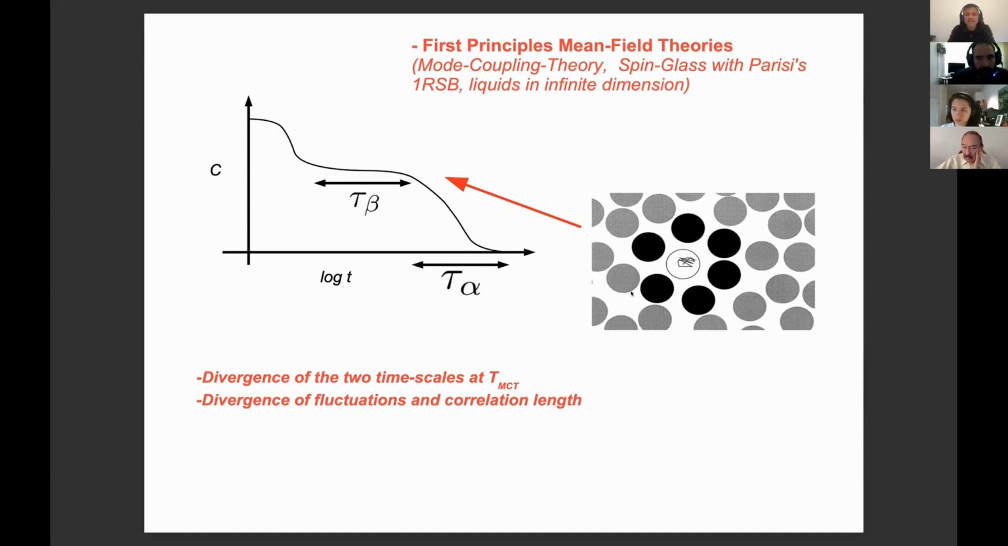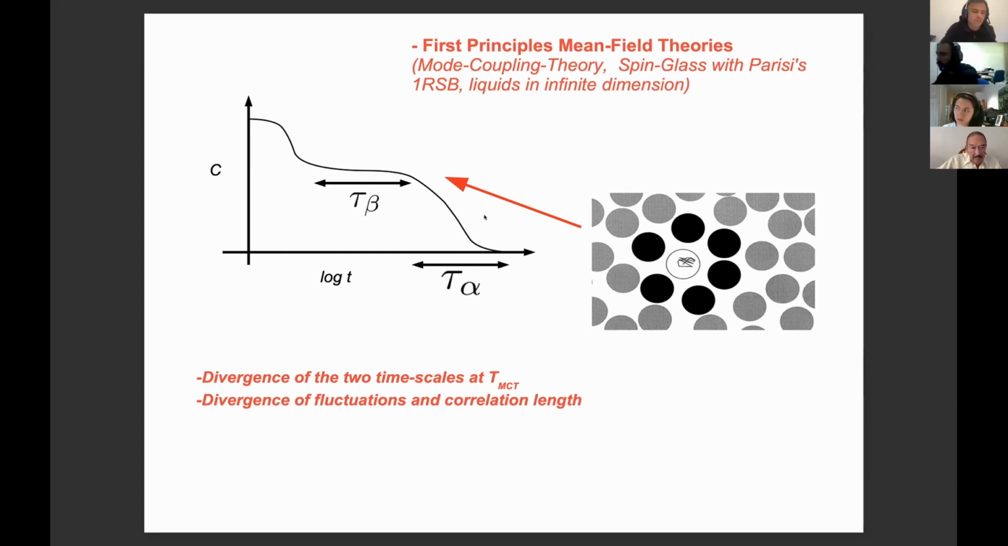And the beta regime corresponds somehow to the caging that we can imagine in real space in a supercooled liquid. And the problem, as Grzegorz mentioned, is that in all these theories we have an actual, sharp transition where the two time scales diverge, accompanied by a divergence of fluctuations and of the correlation length. And as Grzegorz already mentioned, this transition does not occur in practice.